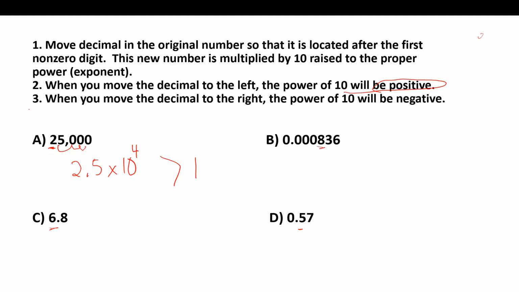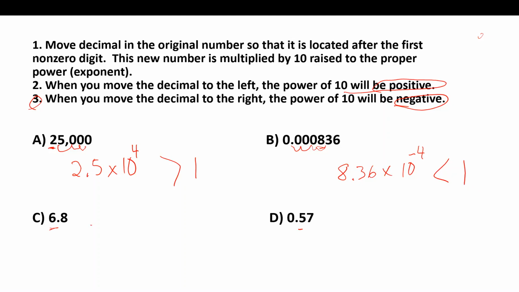In example B, we do the same, but we're going to apply now rule number 3. Rule number 3 is, it's a number smaller than 1, and we'll be moving the decimal over to the right. So the power of 10 will be negative in this example for B. We move it over 1, 2, 3, 4. So this number is 8.36 times 10 to the negative 4. And again, it's negative because it's less than 1.